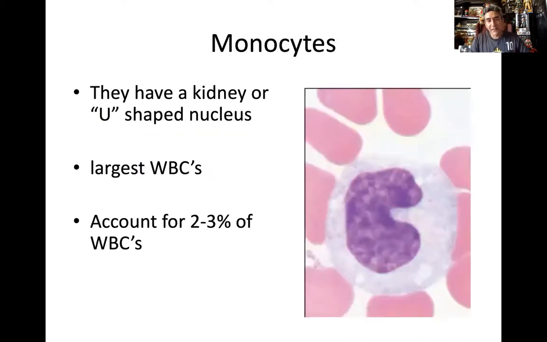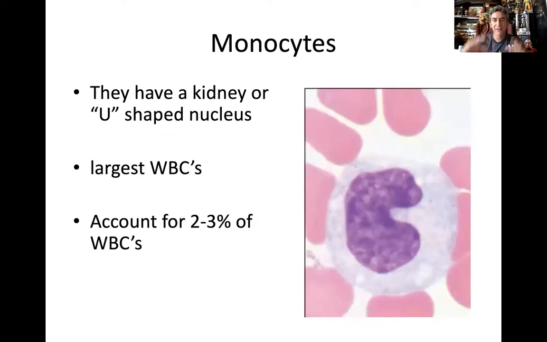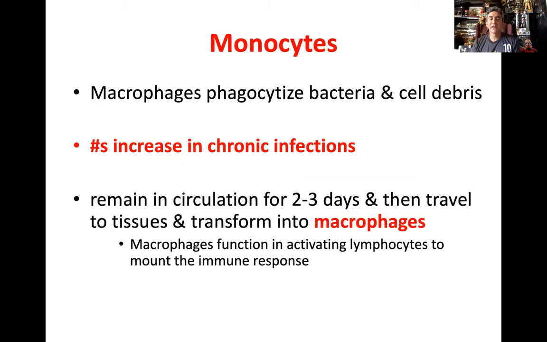So the monocytes are the big cells, the largest of the white blood cells, and they have this big U or C-shaped, Pac-Man shape type of nucleus there. Big cells, and we have kind of the extremes. We have the smallest cell, the lymphocytes, and then the biggest cell, the monocytes. So monocytes are going to be really good at phagocytizing, again, bacteria and other cell debris.